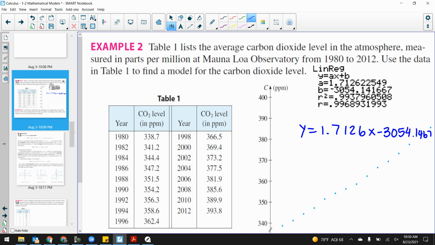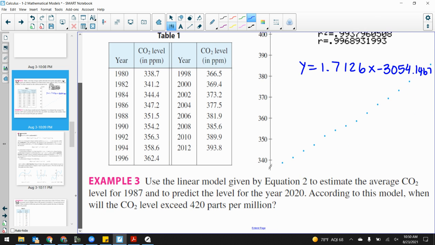Now, the next example that we have here says, use that linear model given in equation 2 to estimate the average CO2 level for 1987 and then to predict what's going to happen at the year 2020. According to this model, when will the CO2 level exceed 420 parts per million? So what we're going to do is take that equation that we found and then interpret our results and predict what's going to happen at different times.